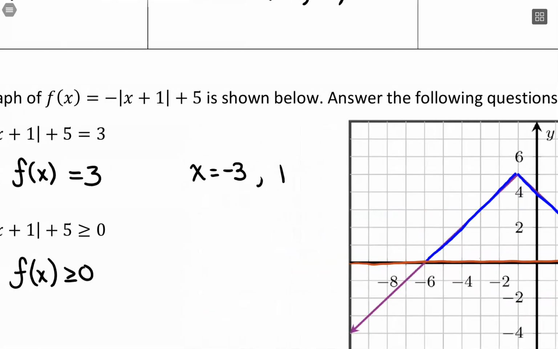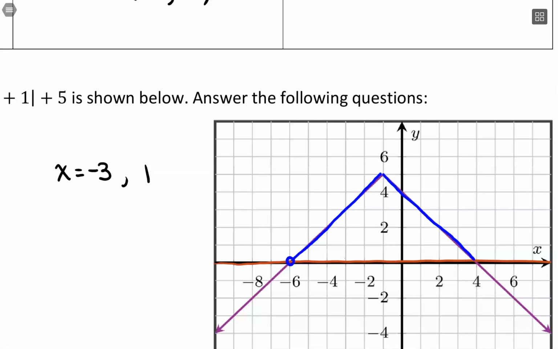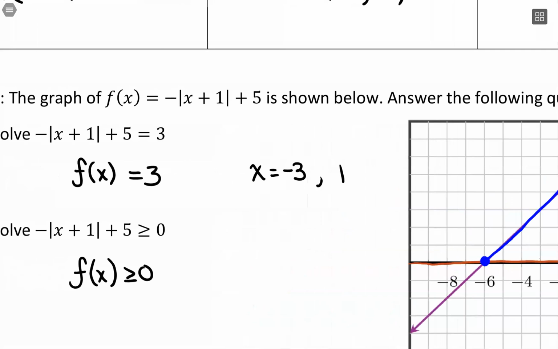And then because it's more than or equal to, we want to include the intersection points where they meet. So what we're going to have is starting at -6 and including -6, all the way up to +4 and including +4. So for x, we'll have a square bracket so that we're including -6, and a square bracket so that we're including +4.